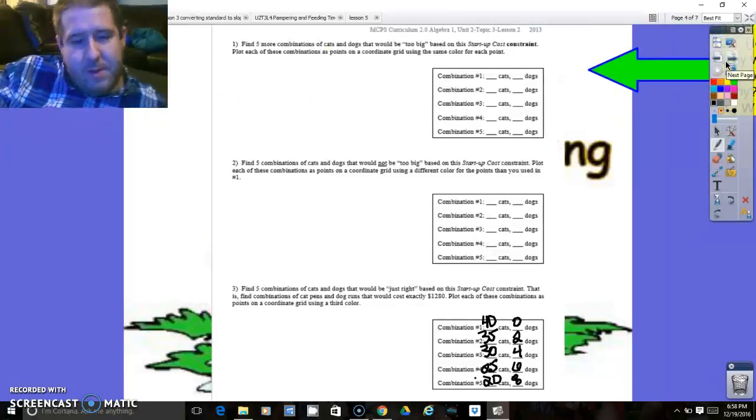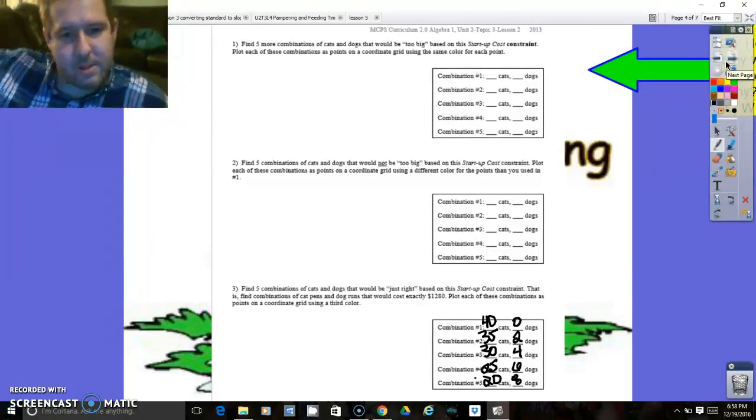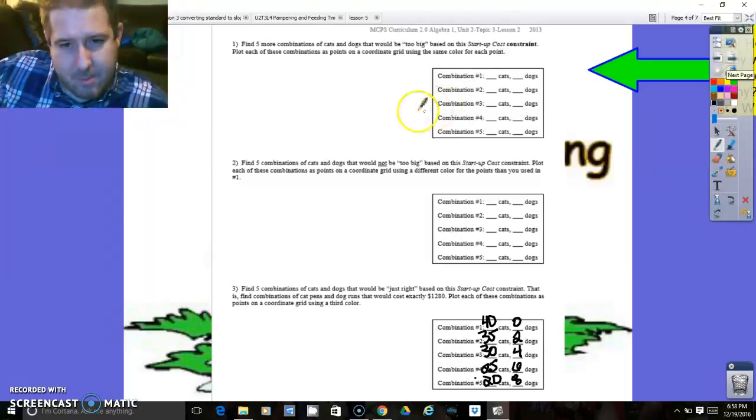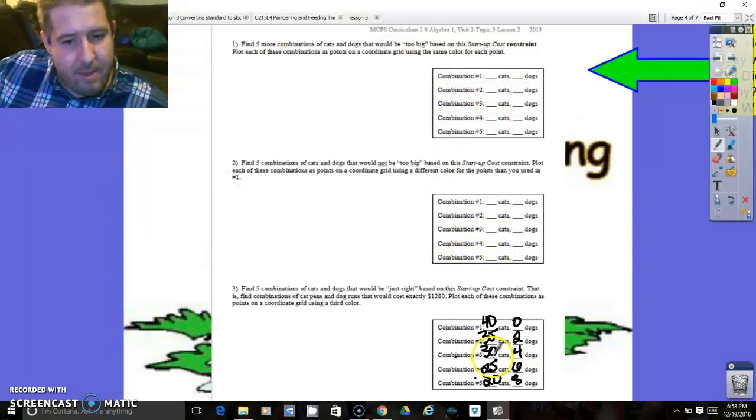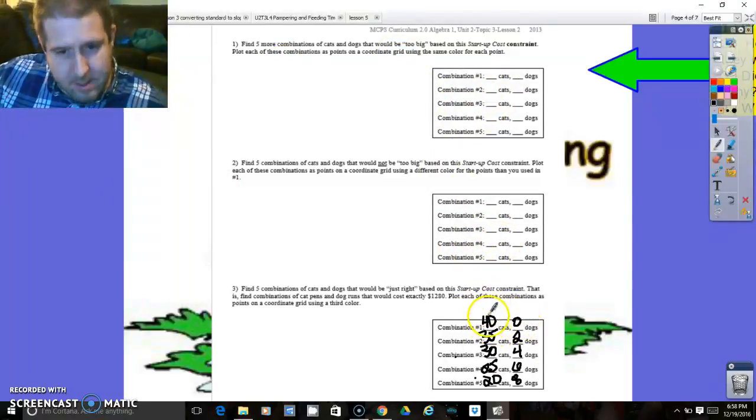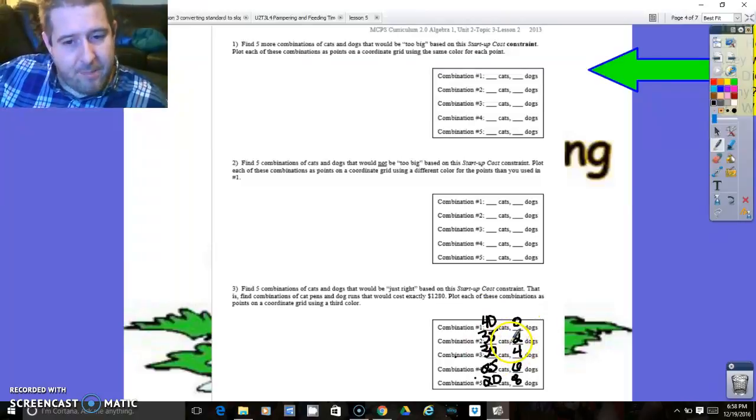Now, I've done a little bit of this lesson already just because I know it's going to be a little bit time consuming down here at the bottom. So what we're going to do is find 5 solutions that are too big, 5 that are too small, and then 5 that are just right. So here are the 5 that I have chosen.